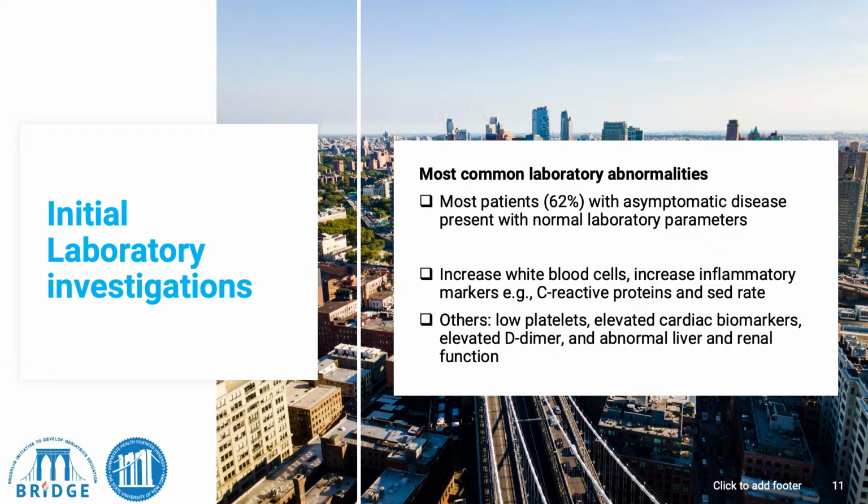So we're going to continue here with the laboratory investigations. The most common laboratory abnormalities in patients presenting with COVID, who might actually be asymptomatic, are that the blood work might show increased white blood cell counts, or an increase in inflammatory markers such as the C-reactive protein or the ESR. Other laboratory findings are low platelets and elevated cardiac markers like troponin, and also abnormal liver function tests and renal function tests.